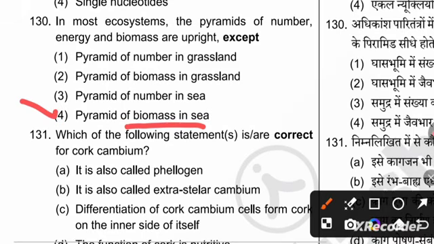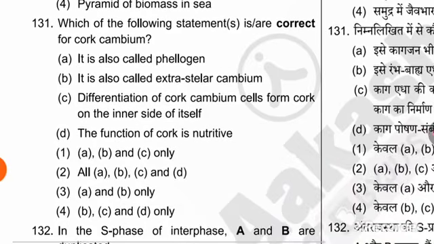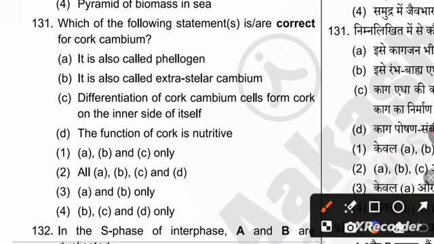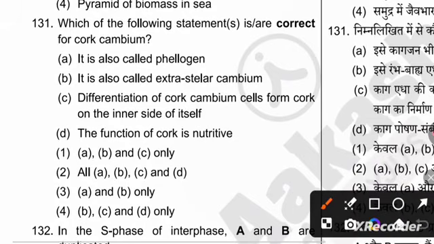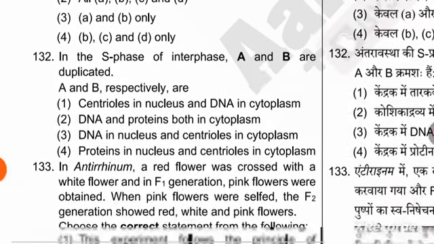Which of the following statements is correct for cork cambium? About cork cambium, we need to find out the correct statement. The correct statement for cork cambium is, it is also called phellogen. And it is also called extrastelar cambium. Whereas the remaining 2 options are wrong if you see the characteristics of cork cambium carefully in the textbook. Let us move to the next question.